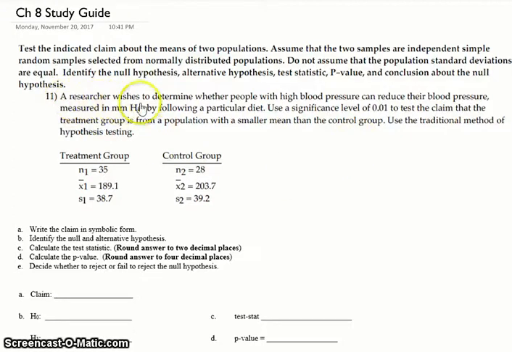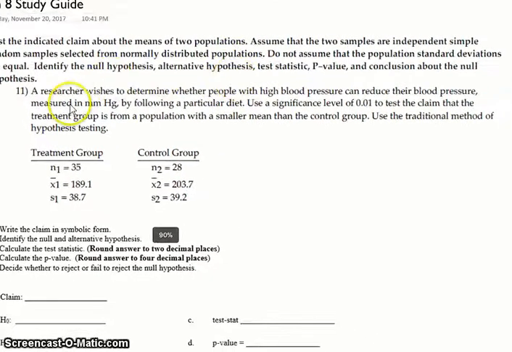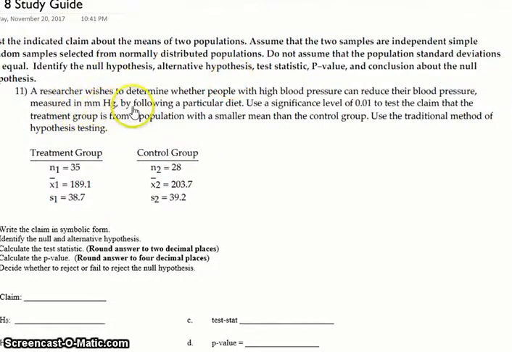It says a researcher wishes to determine whether people with high blood pressure can reduce their blood pressure, measured in milligrams Hg, by following a particular diet. Use a significance level of 0.01 to test the claim that the treatment group is from a population with a smaller mean than the controlled group. Use a traditional method of hypothesis testing. You can ignore that. That's not going to be on the test. Just talking about the traditional method. We're going to use a p-value method.